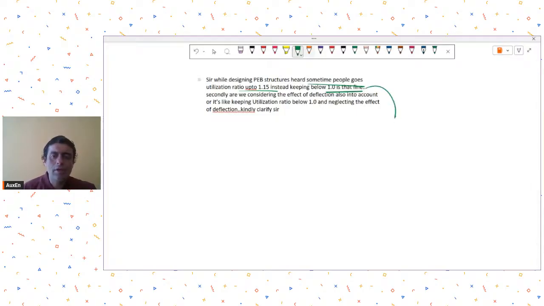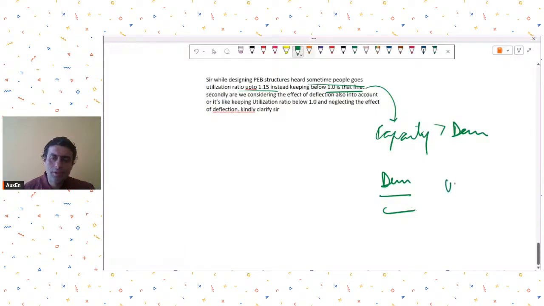Is that fine? Not as per the code, because code clearly says that your capacity should be greater than demand, and utilization ratio is nothing but a ratio of demand upon capacity. So if your utilization ratio is greater than 1, it indicates that your capacity is less than demand. So as per the code, your utilization ratio should remain less than 1. So if you are going for any value greater than 1, technically it's not allowed.